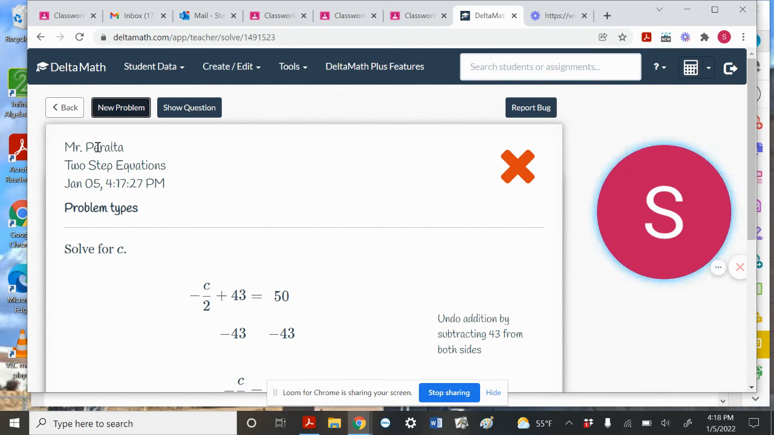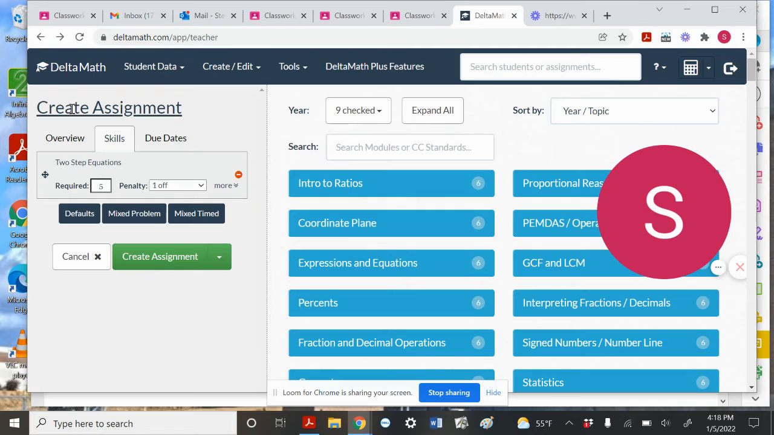When you do get 5 out of 5, then you can hit the back button. And at that point, it will take you out of the assignment, and then you can start working on it. So that is the Delta Math.